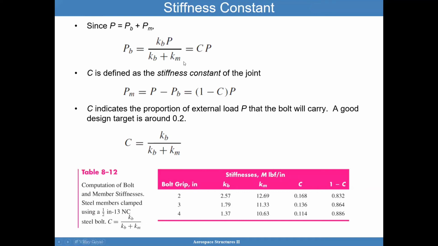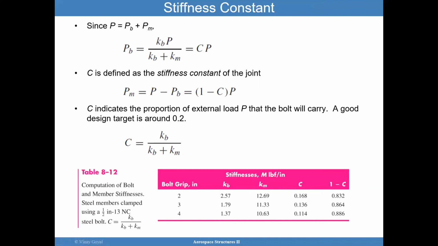This coefficient here can be called C, and that's basically the fraction of the total load P that goes into the bolt. C is also defined as the stiffness constant of the joint. So this is C. Pm must be P minus Pb because Pm plus Pb equals the force applied to the joint. I can factor out P, so I get 1 minus C times P. And so C indicates the portion of the external load P that the bolt will carry.